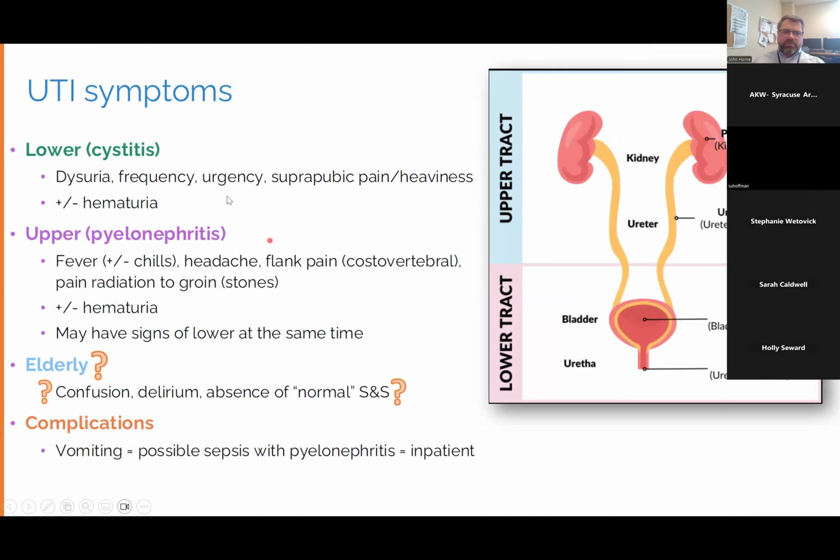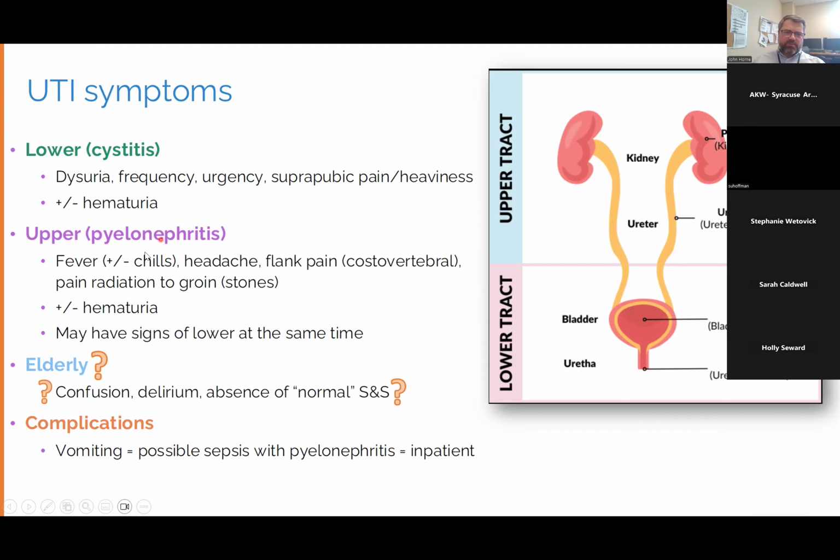Now, UTI symptoms. So we talked about lower symptoms, going to be dysuria, frequency, urgency, suprapubic pain, plus or minus hematuria. I don't really think of hematuria as being one of the big ones. So if someone has straight blood in their urine, I'm thinking they should probably get worked up for other things, unless they're also having dysuria, frequency, urgency, these things.